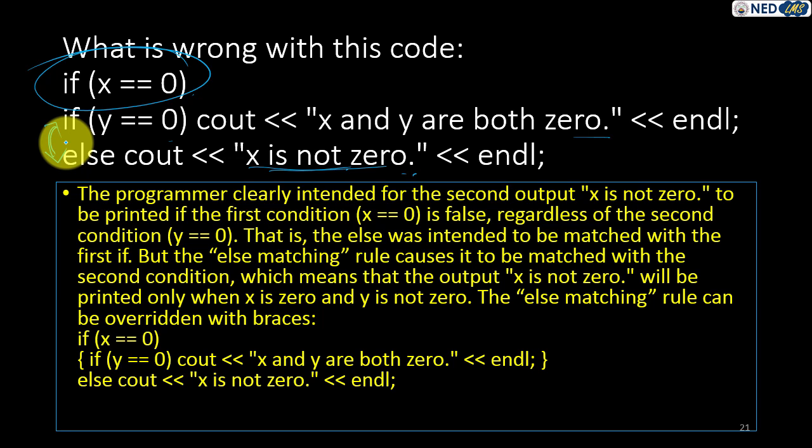The else matching rule can be overridden with braces. If x equals 0, and then we put the braces over here. If y equals 0, cout are both 0, and that's it.